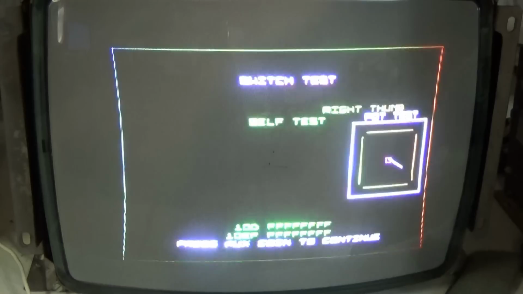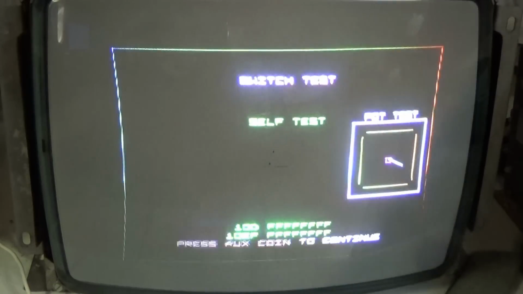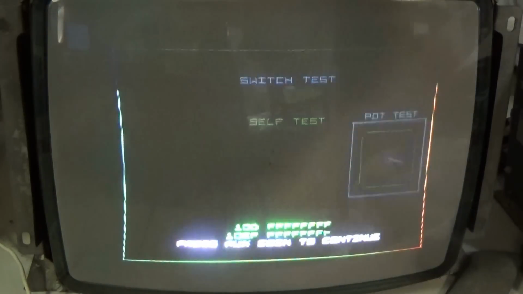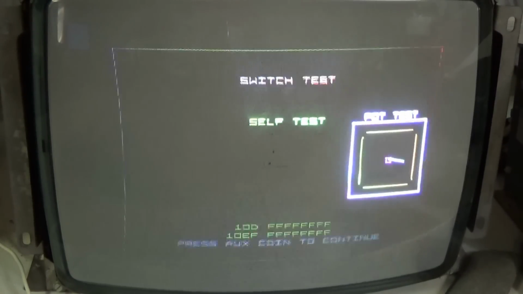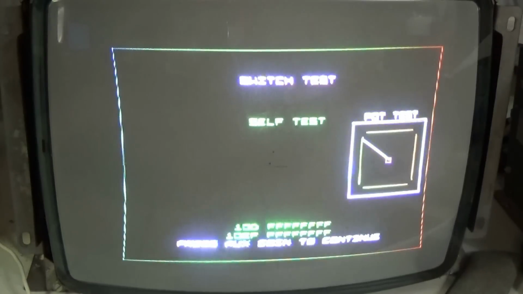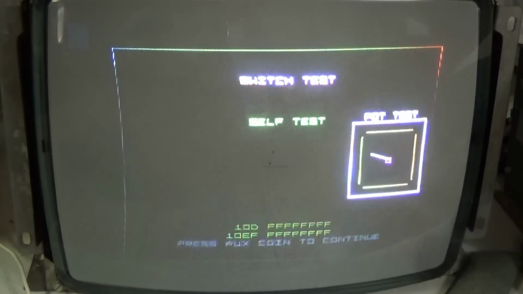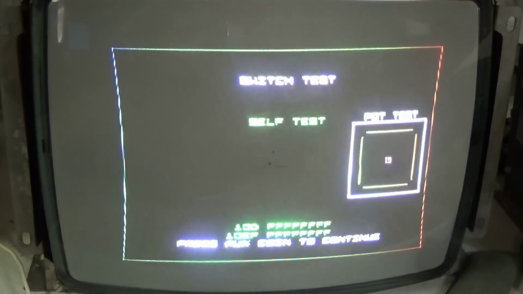Right thumb, left fire, right fire. And let me hook up the pots. Make sure the analog is working for the yoke, the flight yoke. Okay. Here we go. And it's working. So that is good.